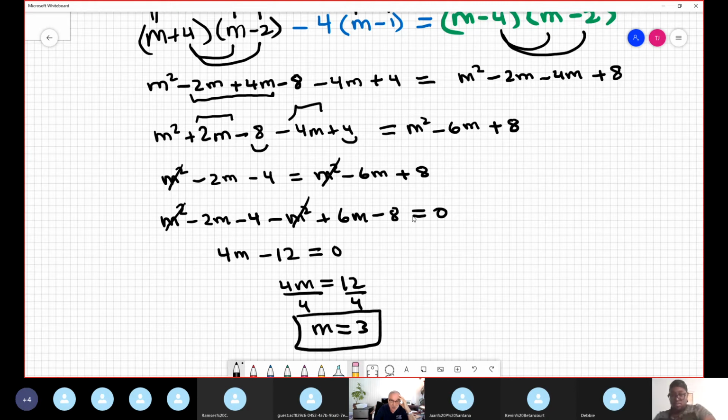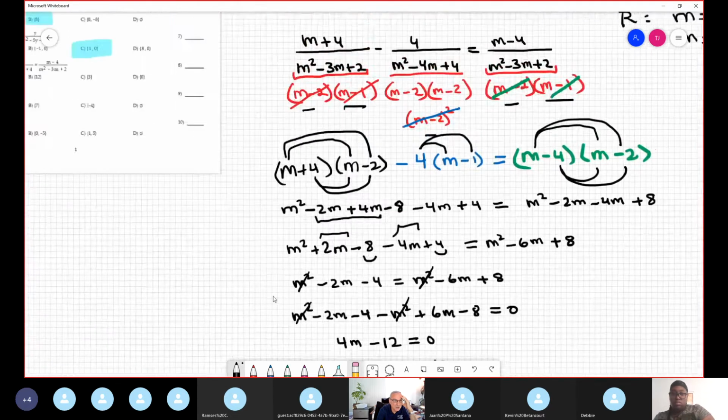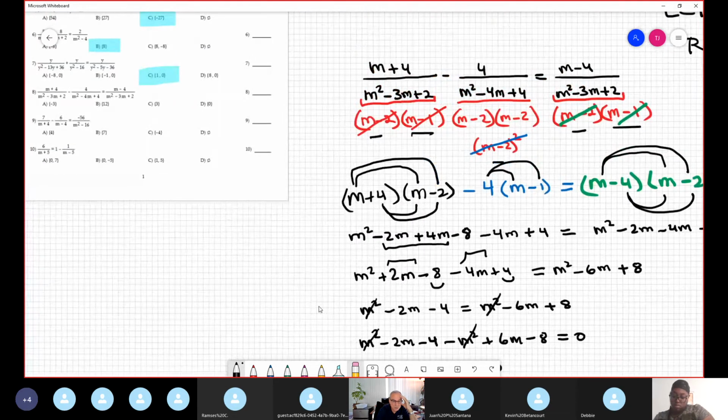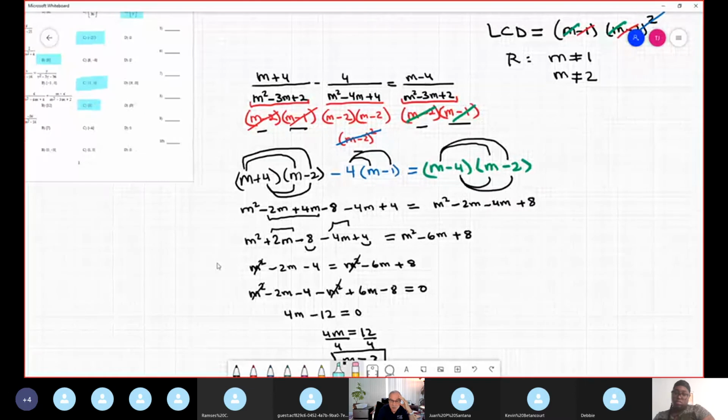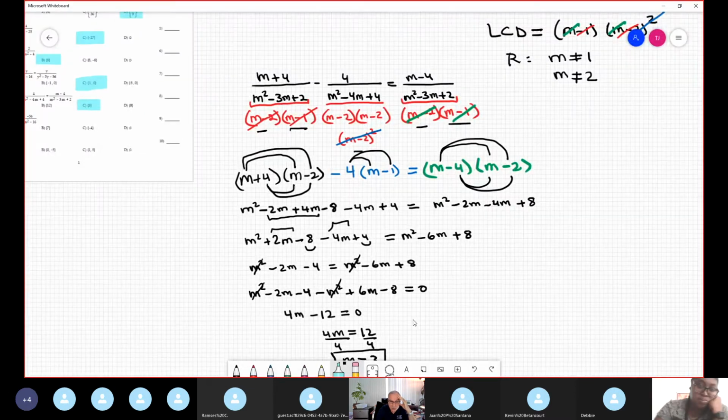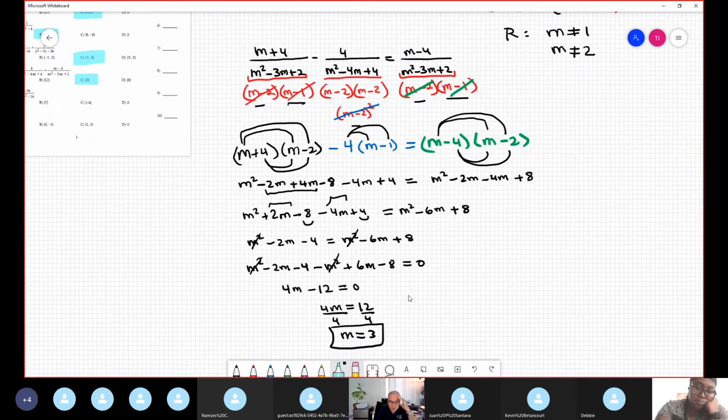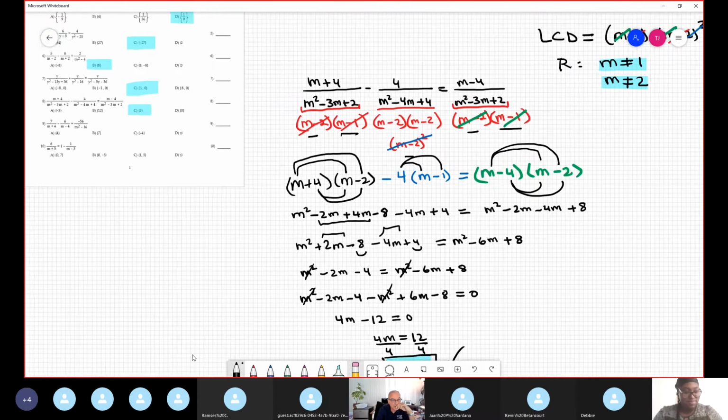Let me check and see if the solution is correct or incorrect. 3. Oh yes. And does it coincide with the restriction or not? Let me see. No, because the solution is 3, and the restrictions, the bad guys, are 1 and 2. No coincidence. The solution is perfect, and it matches the one choice that we have here.